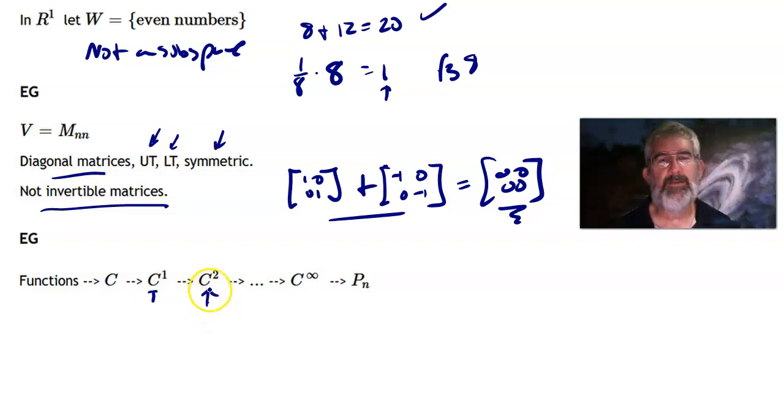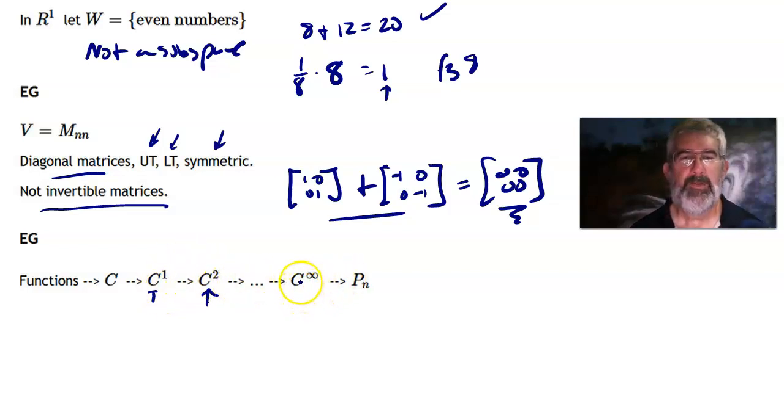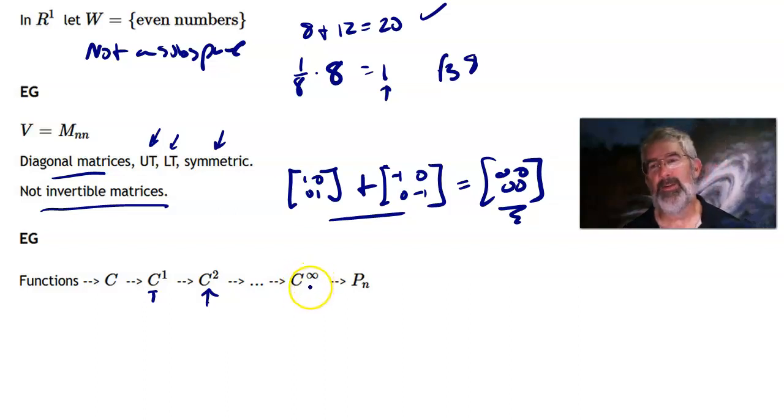C2 is the set of functions that have a continuous second derivative. So you can take the first derivative, you can take the second derivative. In order to have a second derivative, you should have had the first derivative to begin with. So this is a subset of C1. And then you can go all the way down to functions that have infinitely many continuous derivatives. So each one of these is a subspace of the previous one, coming down to C infinity here that have everything. So all the derivatives.